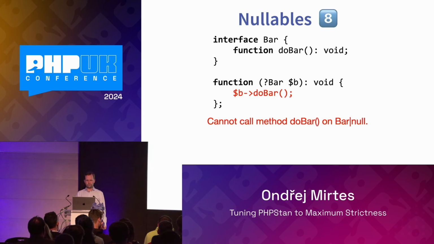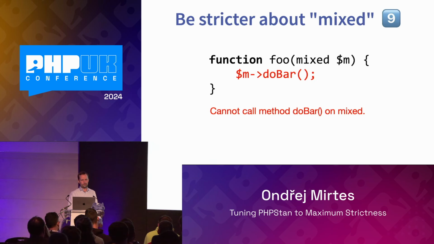Until PHPStan 1.0, there were only 9 levels, 0 through 8, right? We are counting from 0. We are programmers. But the 10th level, level 9, was added in PHPStan 1.0, and the point of level 9 is that we are stricter about the mixed type. So level 9 is about limiting what you can do with mixed. Up until level 8, PHPStan does not check anything on mixed. If you are using mixed, PHPStan considers your code to be correct. It doesn't report any problem.